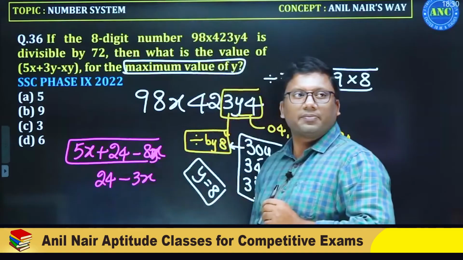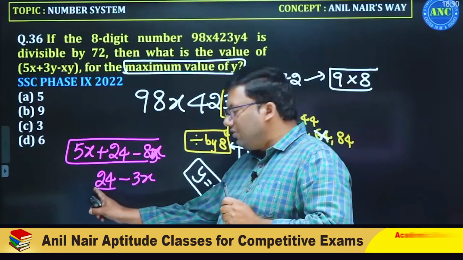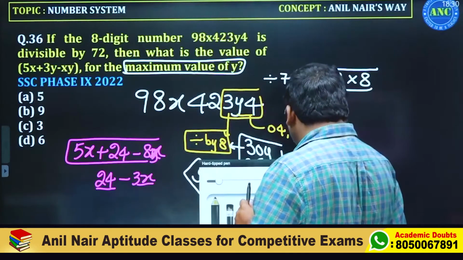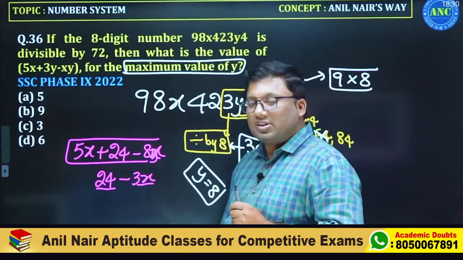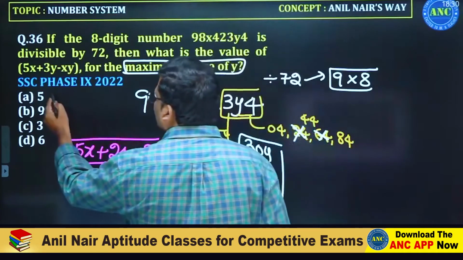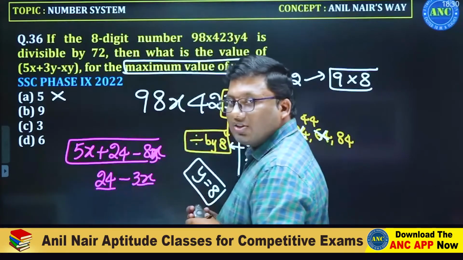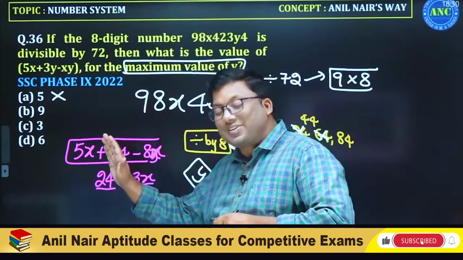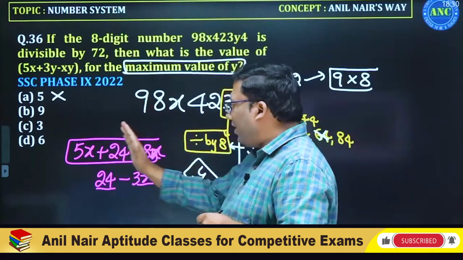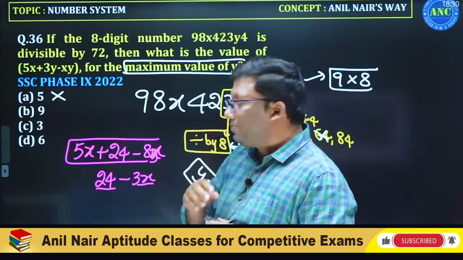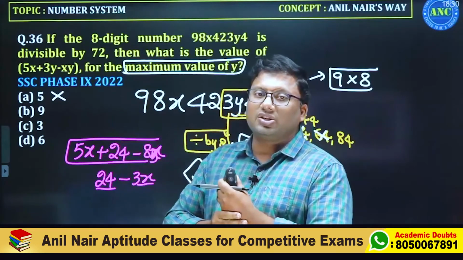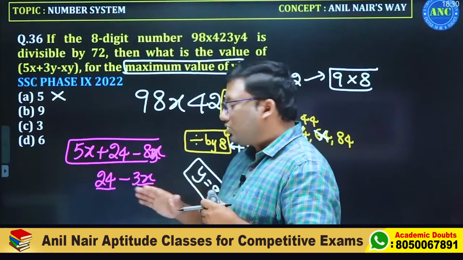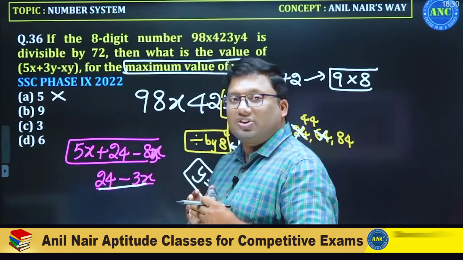Now if you observe, this will be 24 minus 3x. This is divisible by 3, so the answer should be divisible by 3. 5 cannot be the answer, so 5 is omitted. 3 options are given which are divisible by 3. Wherever y is there, I substituted 8. 3 into 8 is 24, 5x plus 24 minus 8x, so this will become 24 minus 3x.